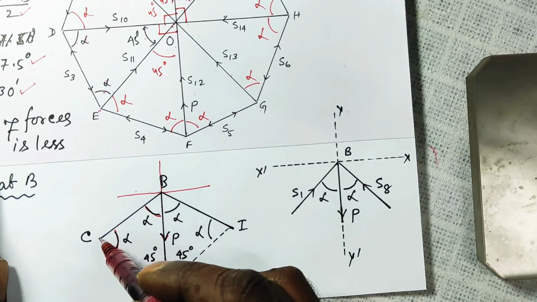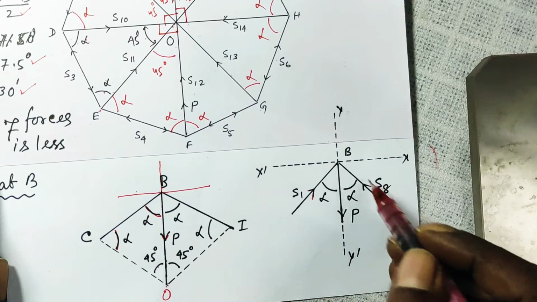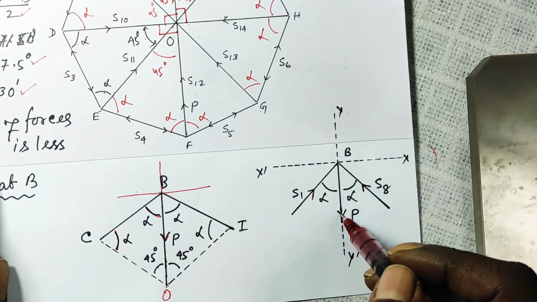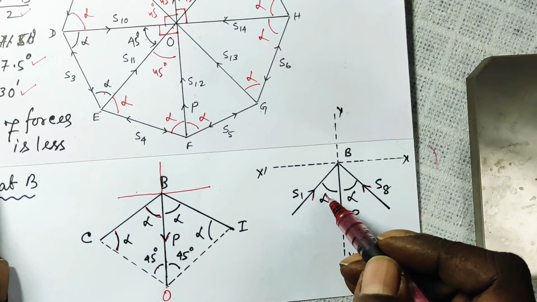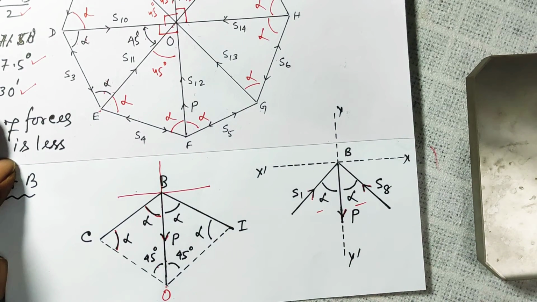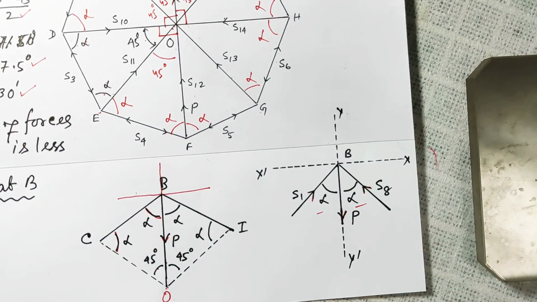So in the part BC, the S1 was pointing towards B. In the part BI, S8 was pointing towards B and P was away from the point B due to the turnbuckle. Now the value of alpha is found out, 67 degree 30 minutes. Now we'll take sigma x equal to 0, sigma y equal to 0.